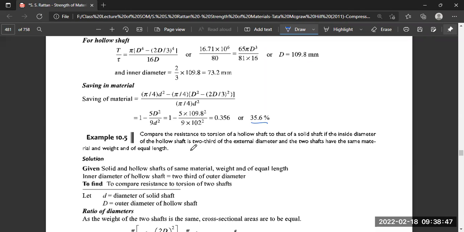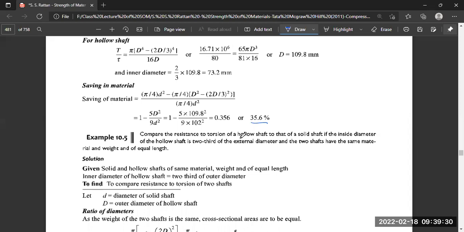So what is given? Resistance to torsion. What is the maximum torque a hollow shaft can carry compared to the maximum torque a solid shaft can carry? The inside diameter of the hollow shaft is 2/3 of the external diameter, and the two shafts are of the same material, same weight, and same length. So you have to find out how much torque, how much resistance, each can carry.